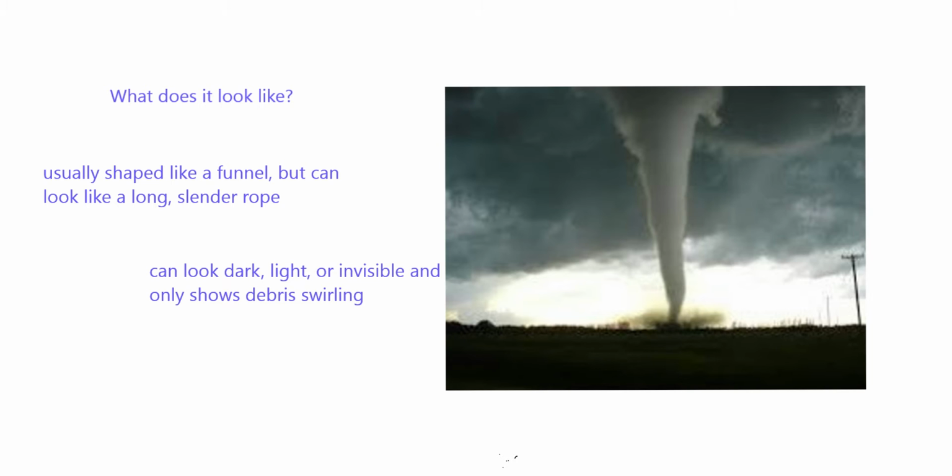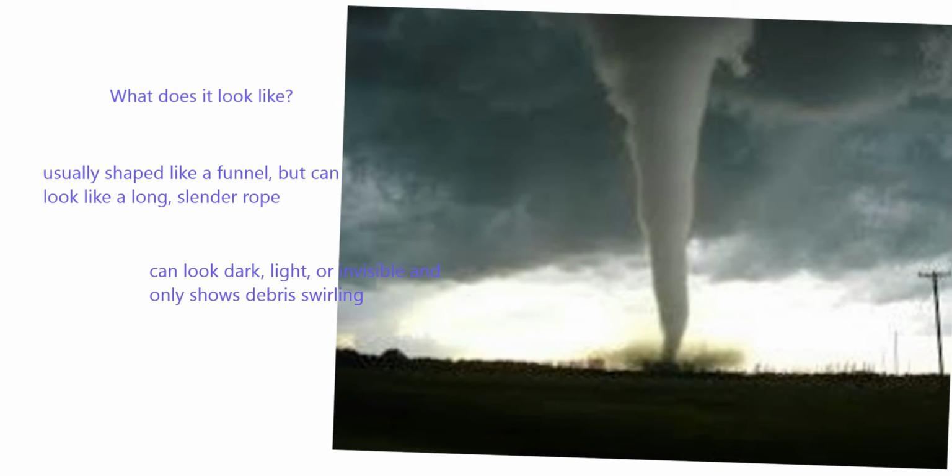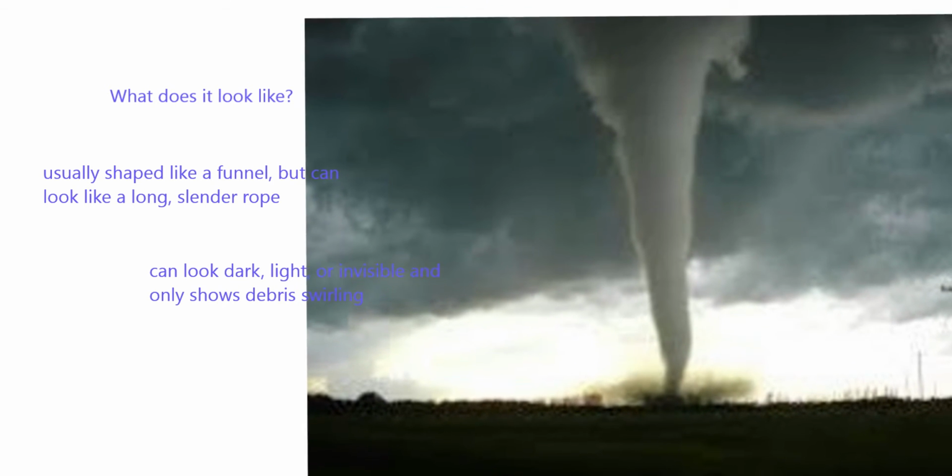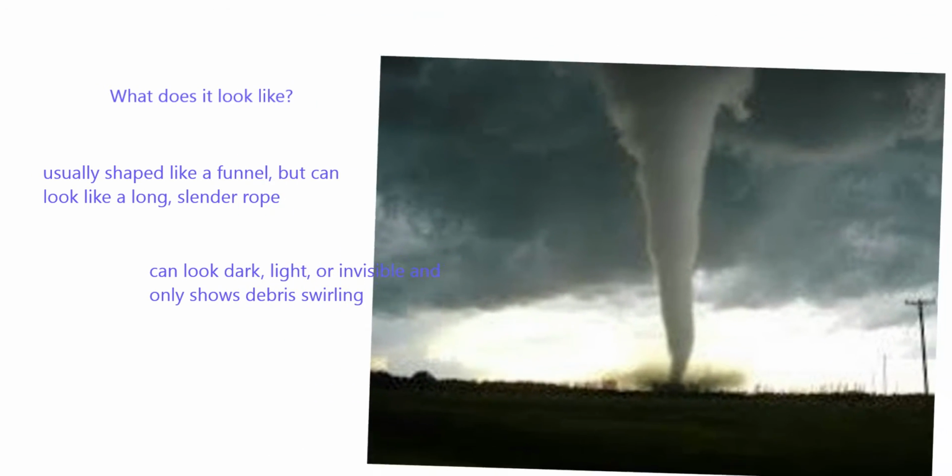What does it look like? A tornado is usually shaped like a funnel, but it can look like a long, slender rope. It can look dark, light, or invisible, and only shows debris swirling. Here's a picture of a tornado. This one looks like a long, slender rope.